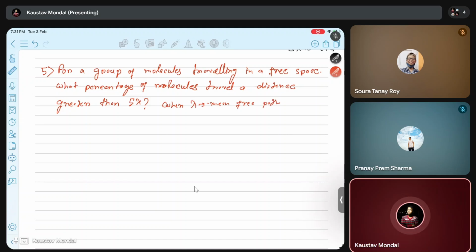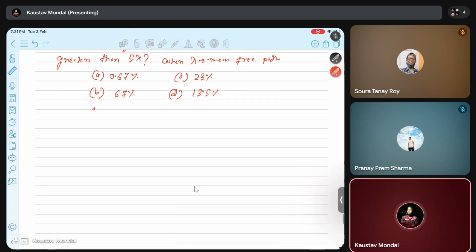Okay, so the options are A 0.67%, option B is 67%, option C is 23%, and option D is 13.5%.